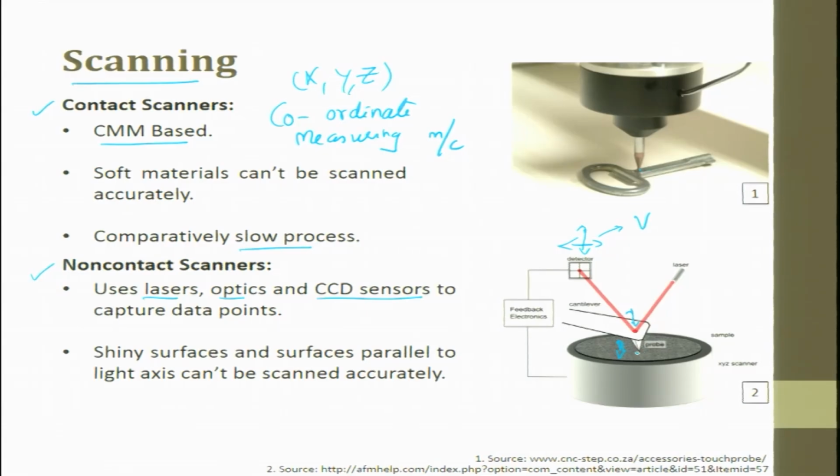Again here what you can get is point data. From a point you convert it to a line, and several of these lines together make a surface. So, with this technique you can get 1D, 2D and 3D. This is 1D, this is 2D and this is 3D. This is the surface data you get. Shiny surfaces and surfaces parallel to the light axis cannot be scanned accurately. This is a limitation of this process. However, this can be overcome by several techniques.